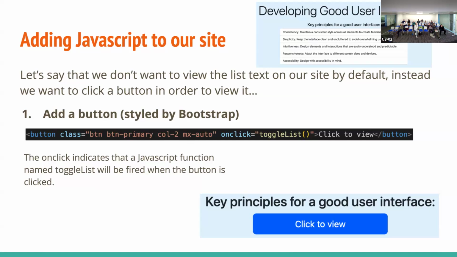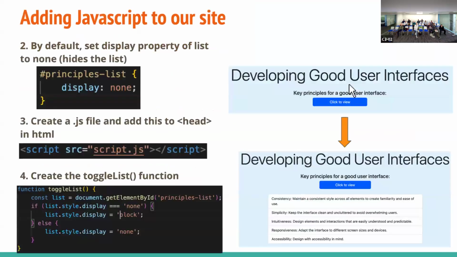So we also need to give it a function when it's clicked, so we'll know what to do when that button is clicked. In this case, we're calling a JavaScript function called toggle list, which doesn't exist yet. So we have the UI, that's great. How do we build interactivity?